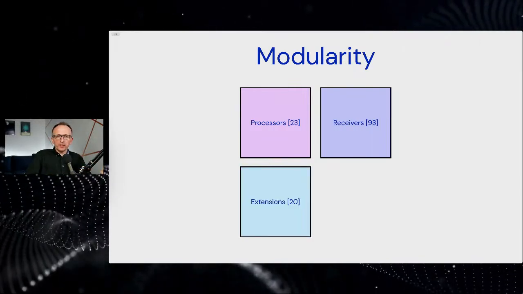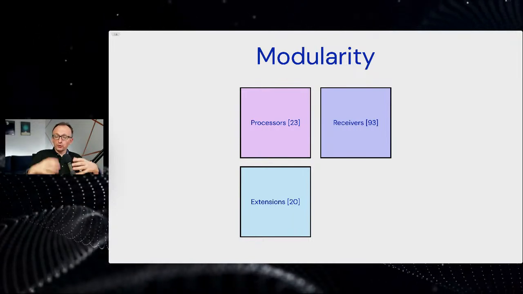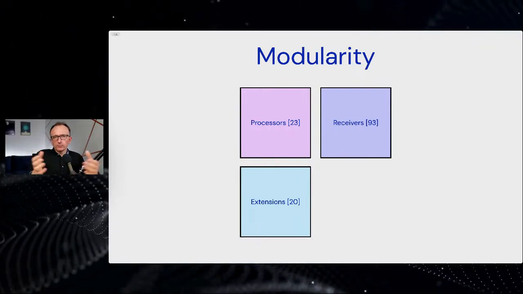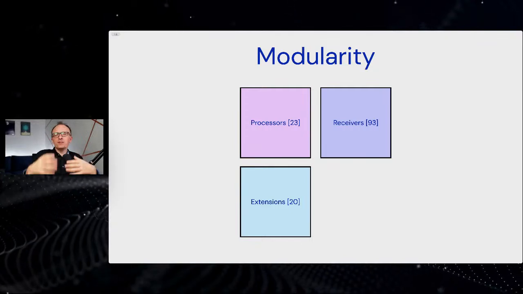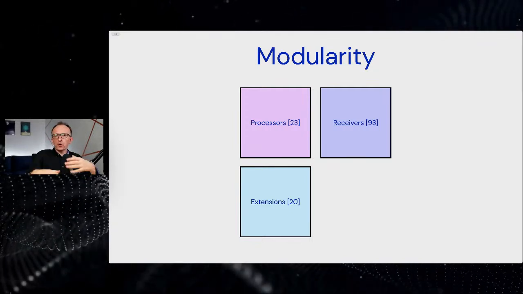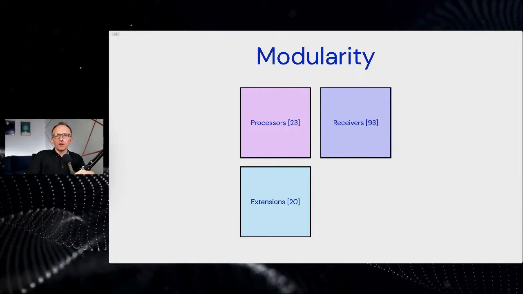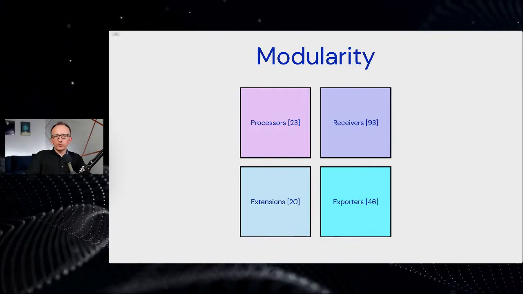When it comes to extensions, extensions are useful. They are used, like I mentioned, for authentication, for encoding, or, which is also a very nice feature, to limit the usage of memory on your OpenTelemetry collector. Pretty cool feature. And the last part, exporters.